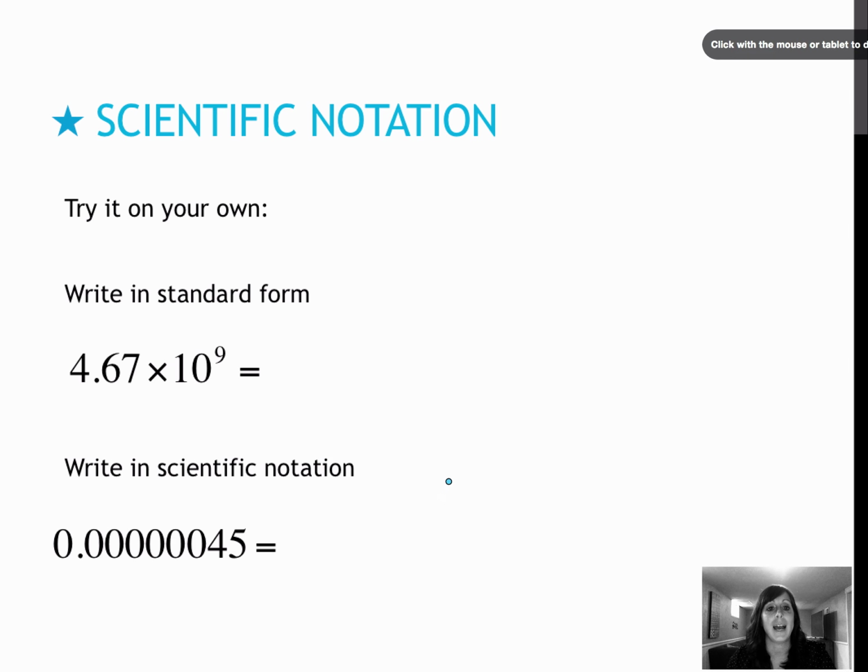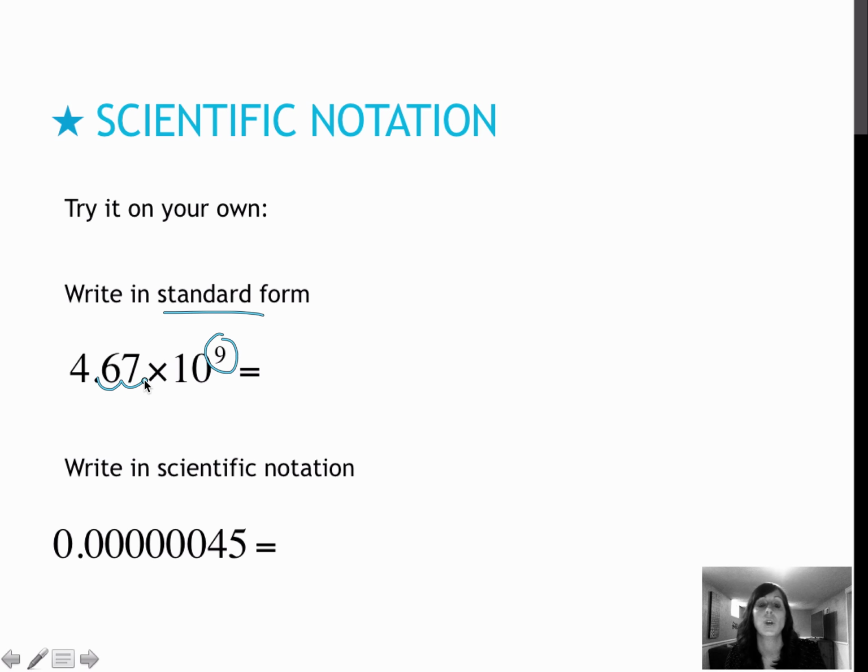For my first one, I have a number that is already in scientific notation and I need to write it in standard form. So I have 4.67 and it's 10 to the 9th. This is a positive value, so I'm going to make the number larger. And so I'll move it 1, 2 places, and I have 7 places yet to move, which means I'm going to end up with 7 zeros. So 4, 6, 7 with 1, 2, 3, 4, 5, 6, 7 zeros. Every 3, I'm going to put a comma. So it's 4,670,000,000.